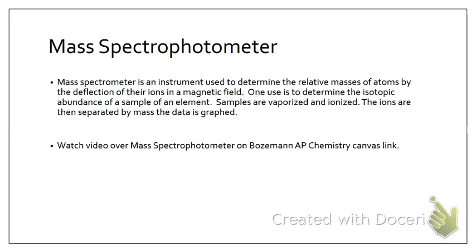So a mass spectrometer is an instrument used to determine the masses. It does that by deflecting ions into a magnetic field, and then the ions are separated by mass, and then that data is graphed.